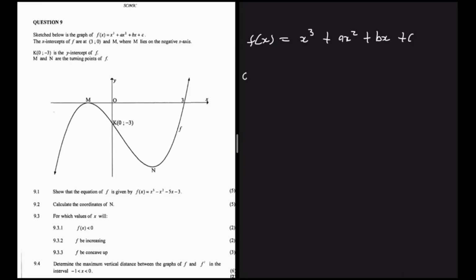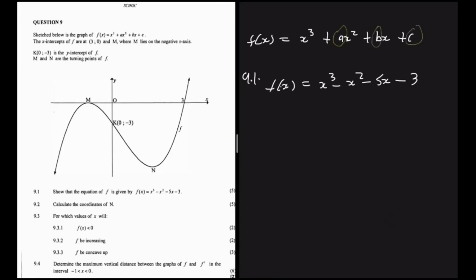And then the first question, 9.1, it says show that the equation of f is given by f of x equals x cubed minus x squared minus 5x minus 3. But then in the equation we have a, which is unknown, b, which is unknown, and c, which is unknown.